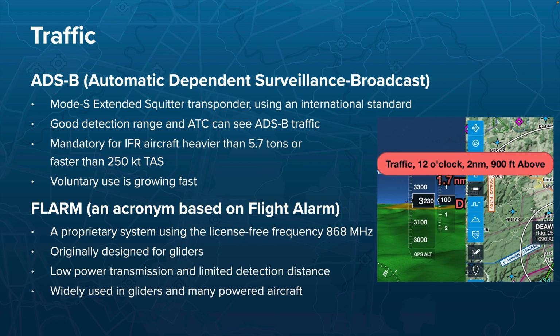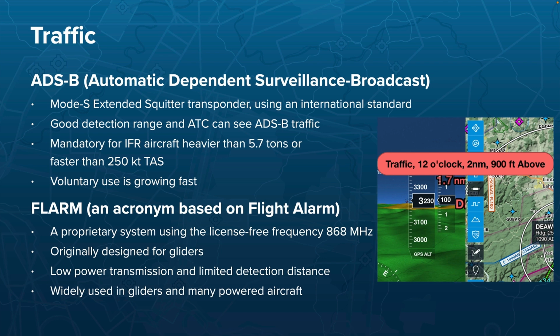ForeFlight Mobile can also display traffic information when connected to an ADS-B In or FLARM receiver. All subscription levels of ForeFlight can display ADS-B traffic when connected to a supported receiver. ADS-B traffic is enabled by default when connected to a receiver and can be disabled or enabled by toggling the traffic layer in the Maps layer selection menu.